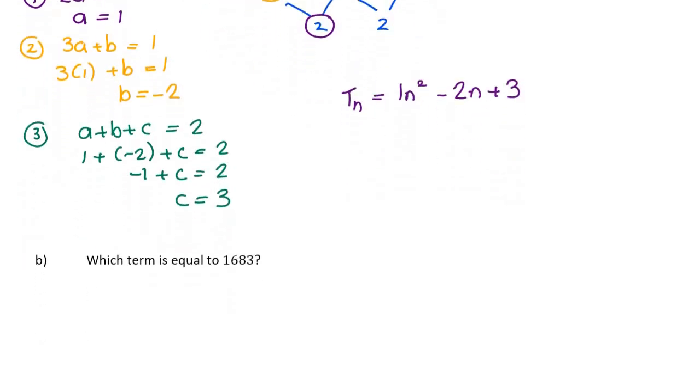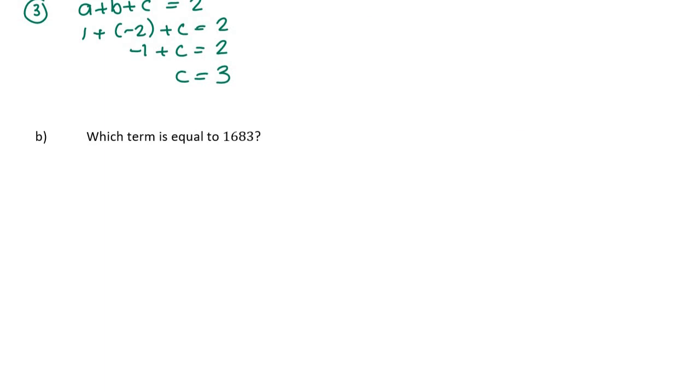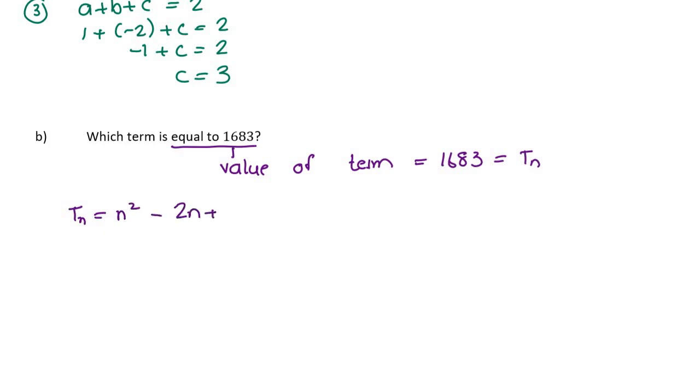So how I'm going to extend us in this question is what happens if we say which term equals 1683. Now when it says which term equals, this is the value of the term. So this isn't n. They're not saying position 1683. They're saying the value of the term is 1683. So what they're telling me is that Tn is 1683. So therefore I know that Tn at the moment is n squared minus 2n plus 3, and they're telling me that the value of the term they're interested in is 1683.